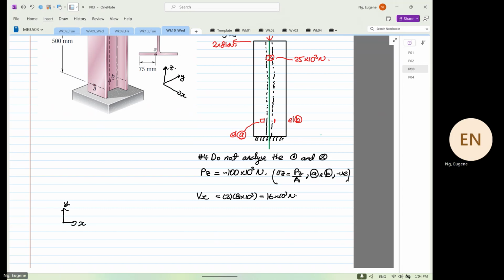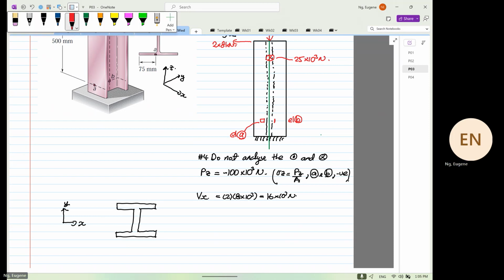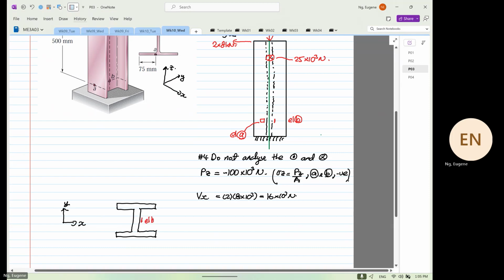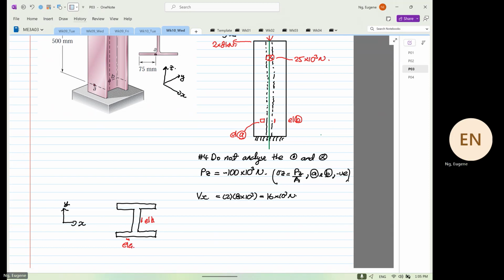Okay. So now if I were to look at the cross-sectional view now, we know that over here, this is our element B. And over here, this is our element A. Yes or no? Okay.